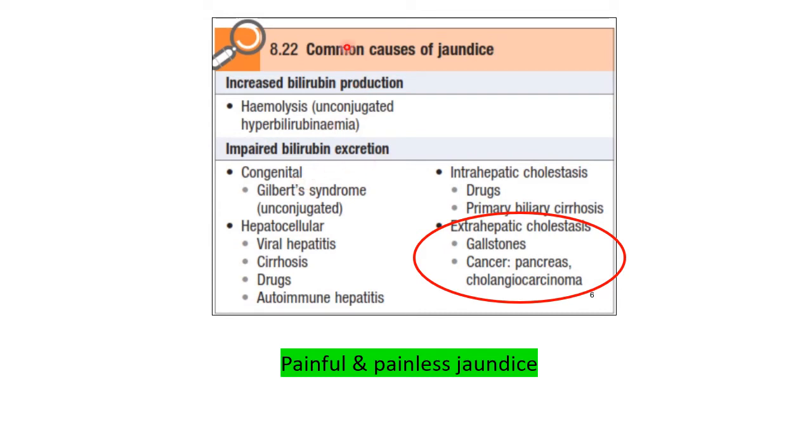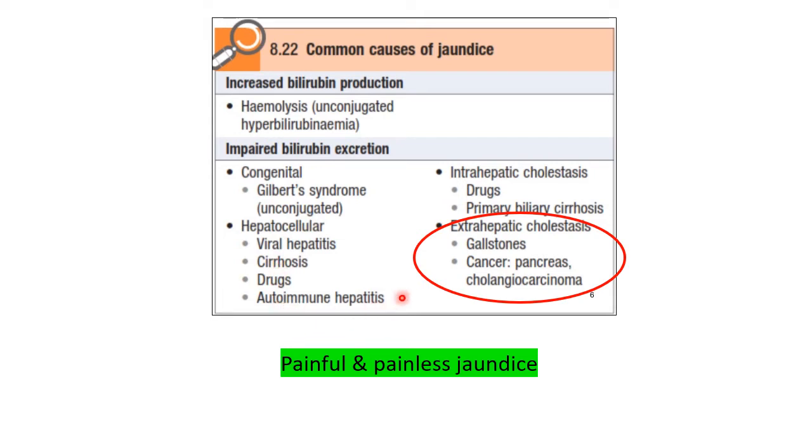These are the common causes of jaundice. Increased bilirubin production is hemolytic jaundice, also known as unconjugated hyperbilirubinemia. Impaired bilirubin excretion includes the hepatocellular or intrahepatic causes, which can be congenital or hepatocellular. And these are the common causes.